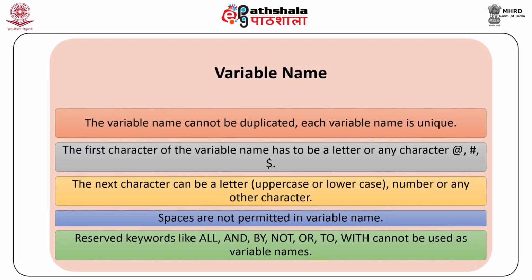Variable name. The variable name cannot be duplicated. Each variable name is unique. The first character of the variable name has to be a letter or any character like @, hashtag or $ sign. The next character can be a letter, either uppercase or lowercase, number or any other character. Spaces are not permitted in variable names. Reserved keywords like all, and, by, not, or, to, with cannot be used as variable names.